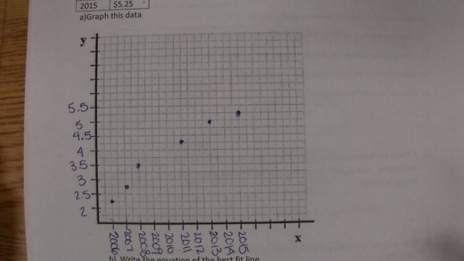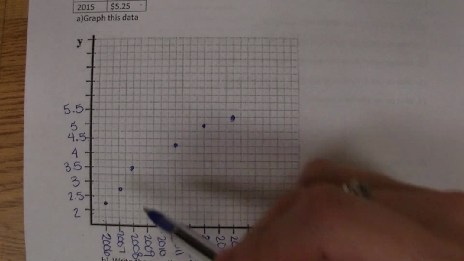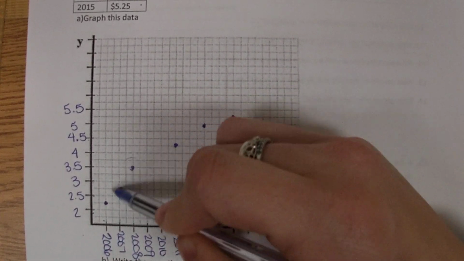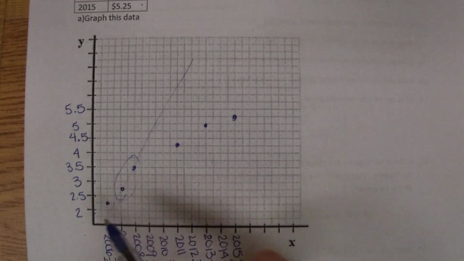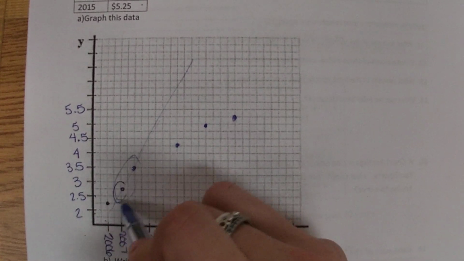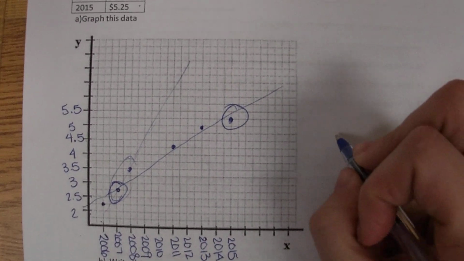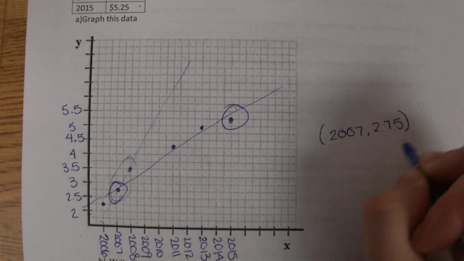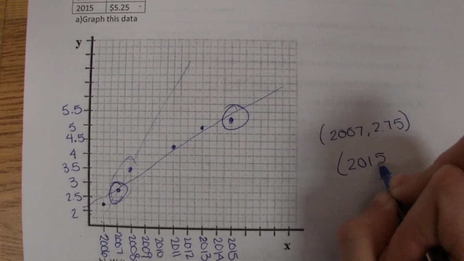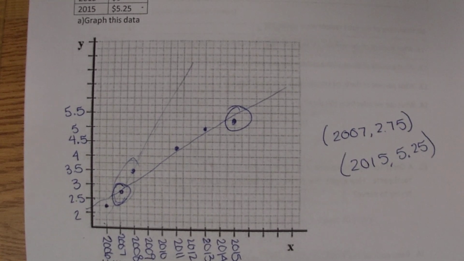Okay, then to get the equation of the best fit line, right, we need to find two points that do a good job of representing this. You couldn't pick, for example, 2007 and 2009. That would be way too steep. So we need something that's going more this way, so maybe here and here. So those would be the points 2007, comma 2.75, and 2015, comma 5.25. These are not the only correct points that you could pick, so if you have different numbers, your work might look a little different.